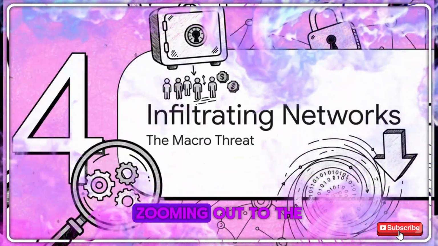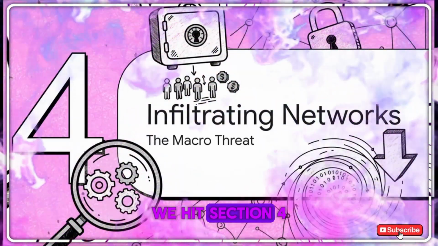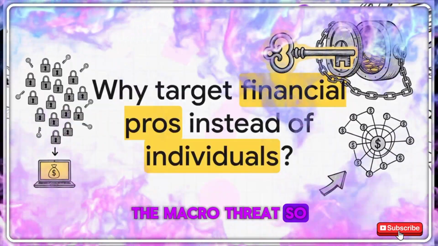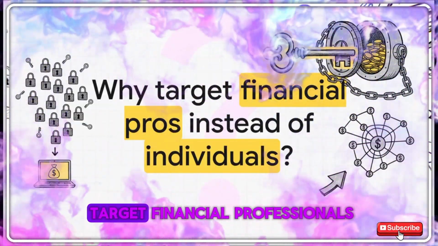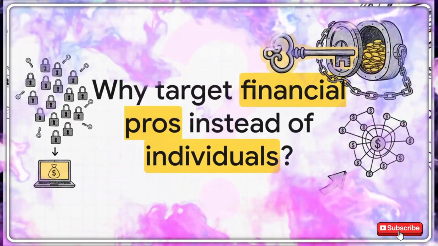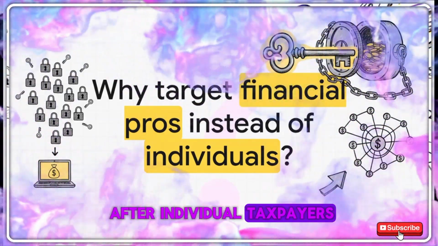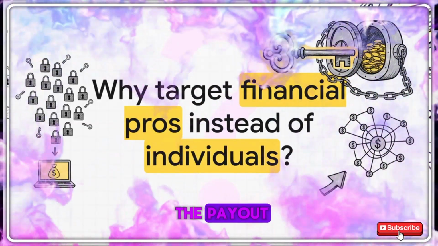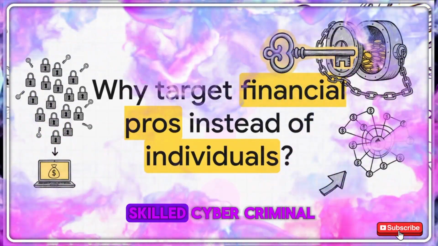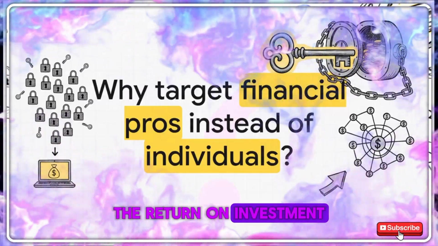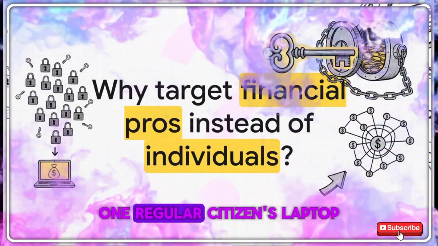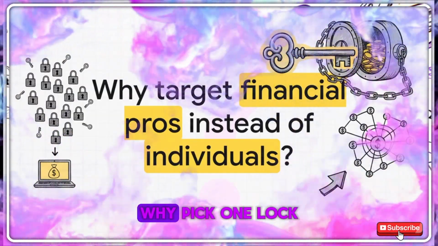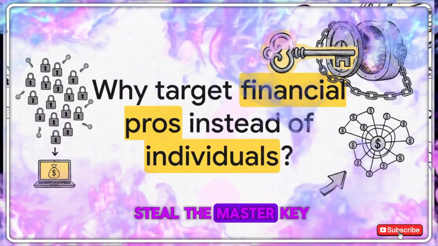Zooming out to the macro level, we hit Section 4, Infiltrating Networks, the Macro Threat. So why do malicious actors target financial professionals instead of just going after individual taxpayers? Well, the answer lies in the sheer mathematics of the payout. If you're a highly skilled cyber criminal, the return on investment for hacking one regular citizen's laptop is honestly incredibly low. I mean, why pick one lock when you can just steal the master key?